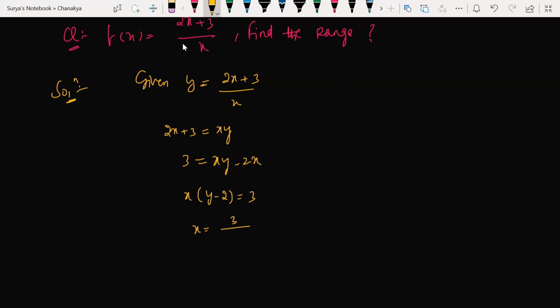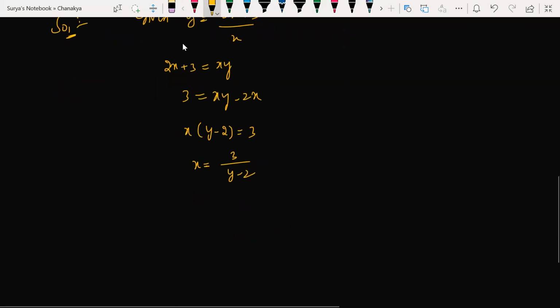x is equal to 3 by y minus 2. Which means you have to write the function in terms of x like this. Okay, clear? Now, what are the possible values of y? Tell me. Here y should not be equal to 2 for sure.